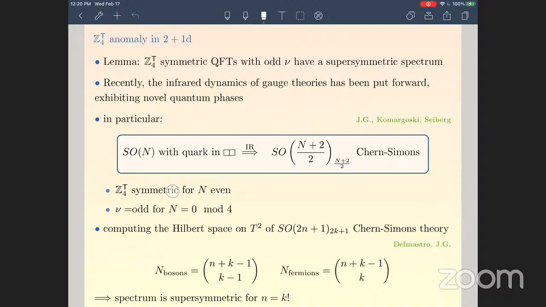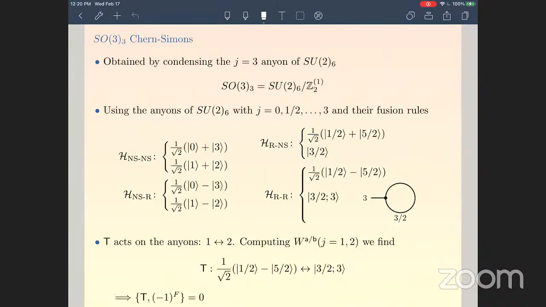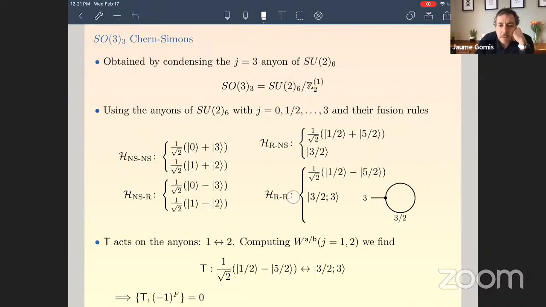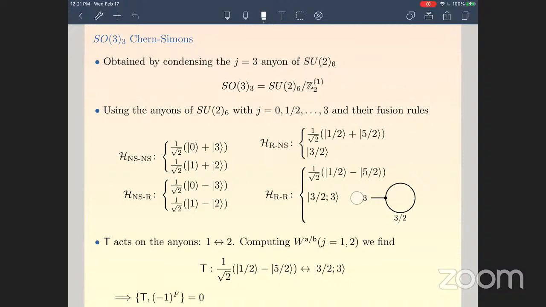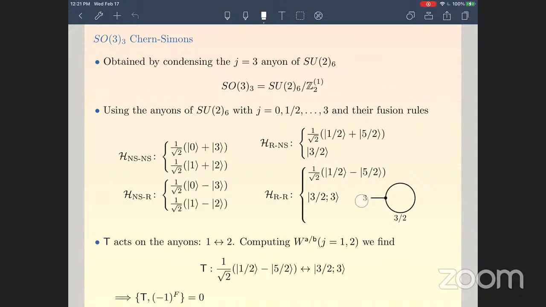Can I ask a question? Please. Sure. You had a picture on the previous slide, for example this one with a line coming in and a circle after that. In terms of the 2+1D TQFT, in which we're gauging this symmetry, is it supposed to be a junction of lines?